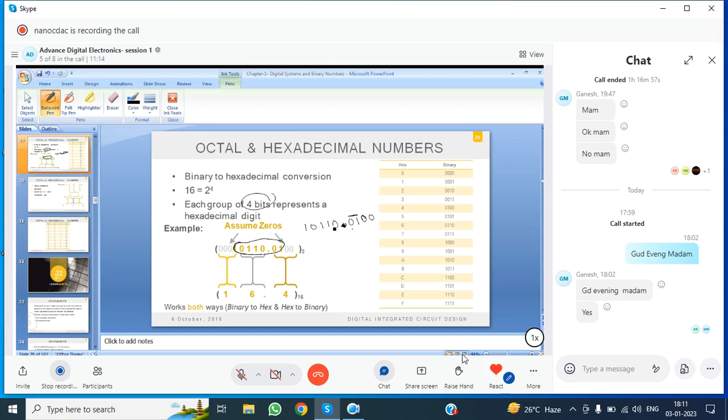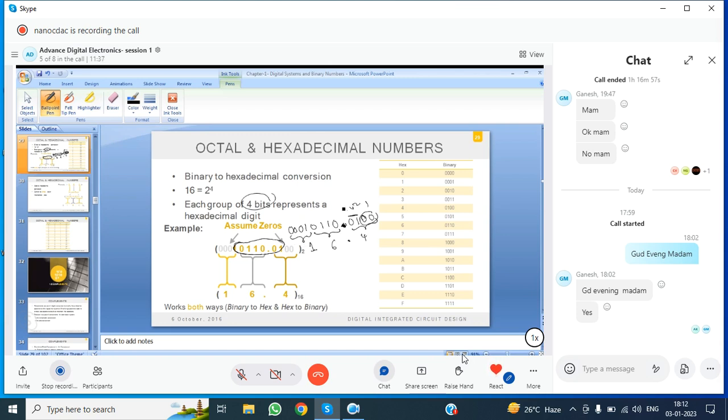Next, here you are making groups of 4, and this is a group of 4 after appending these 2 zeros, and 1 bit is left. So you need to make it a group of 4. What you need to append is 3 more zeros. So now what is the number? This is representing 1, this is representing 6, and this is representing 4.